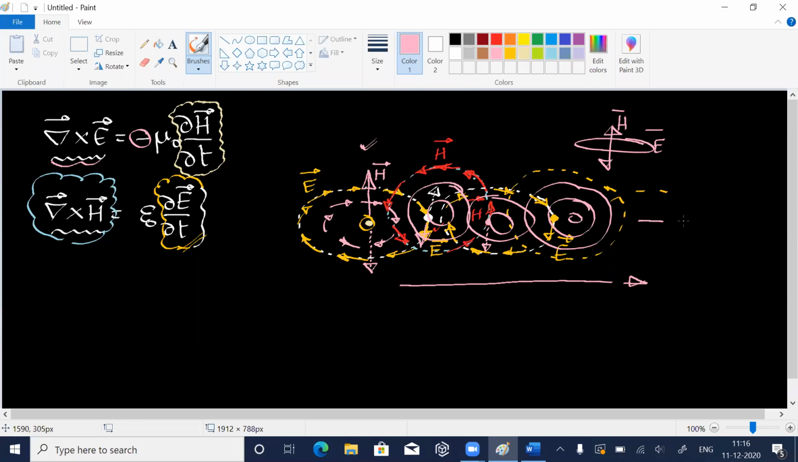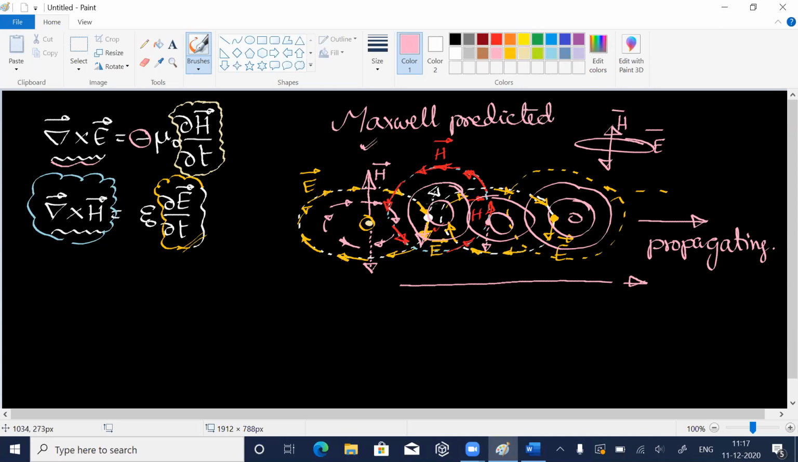So now I'm propagating, right? I'm propagating from one point to other point like this, right? So Maxwell predicted this. Maxwell predicted wave propagation this way. Yeah, propagation is happening this way. Are we clear so far?